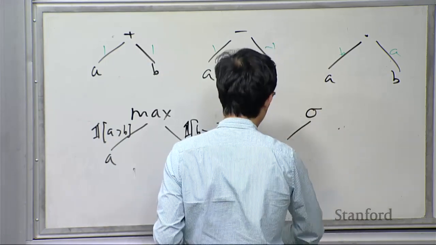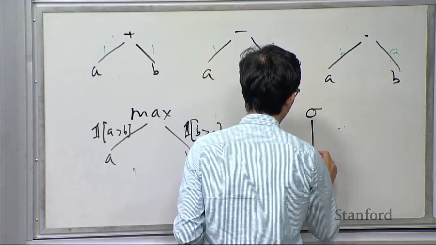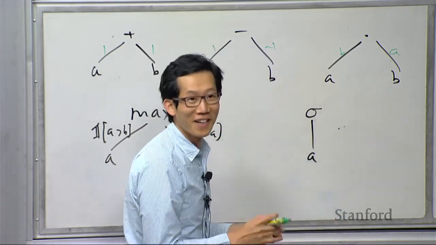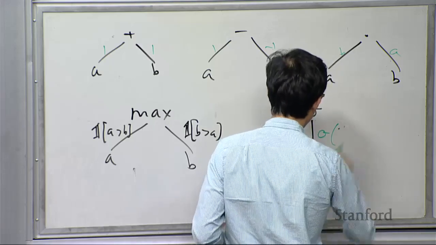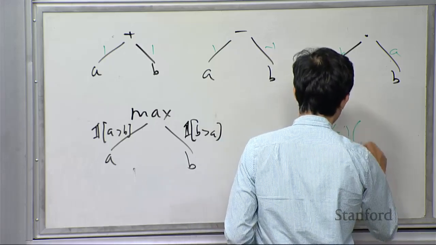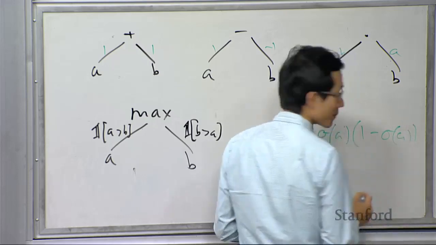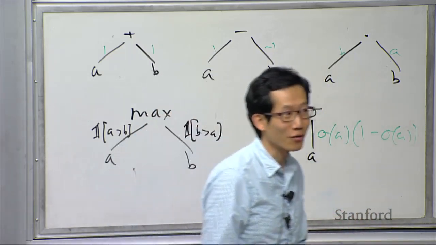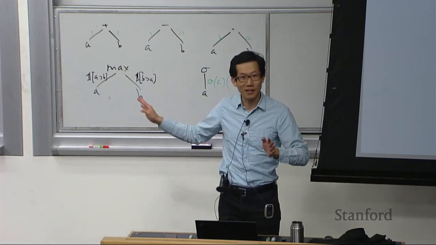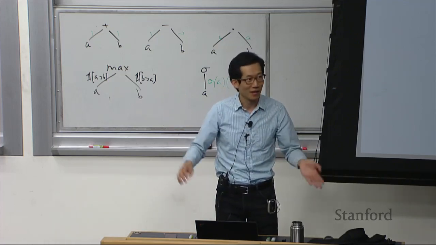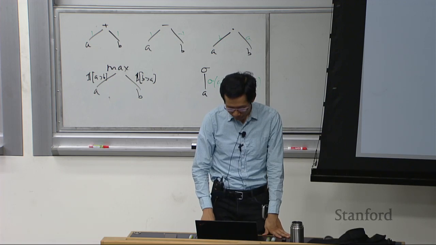And then finally, the sigmoid that takes an a. What is this? It was on a previous slide. It's sigma of a times 1 minus sigma of a. Okay, so now we have our tools. And the claim here is that this is all you need to differentiate a lot of different things.